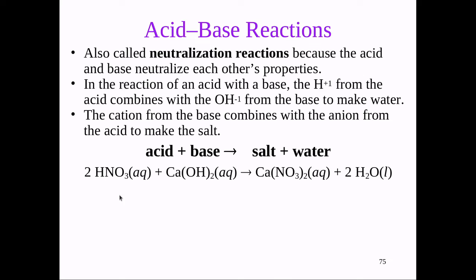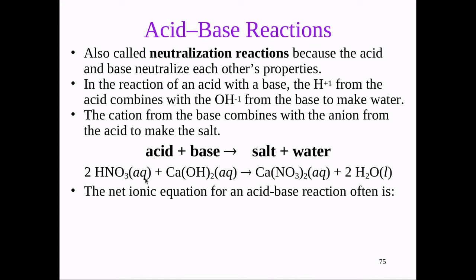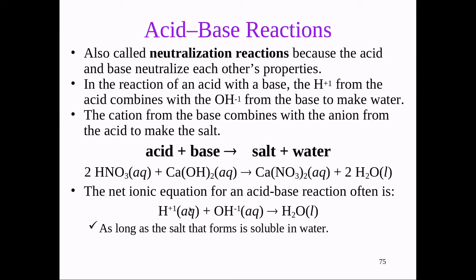Let's look at an example of that. If we had nitric acid and we reacted it with calcium hydroxide, what we're going to wind up making is calcium nitrate. And then these hydroxides are going to combine with those protons to form water. When we want to write the net ionic equation for this, the nitrate and the calcium ions become spectators, and our net equation is just that a proton has combined with a hydroxide ion to form water.